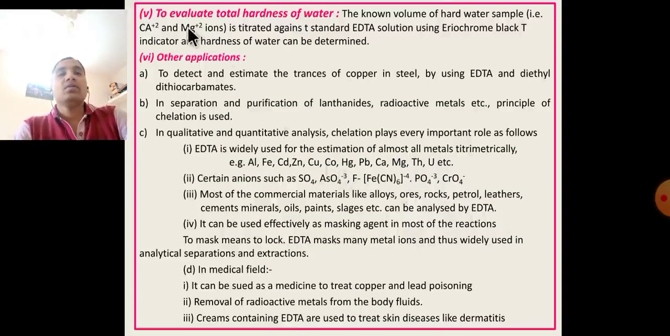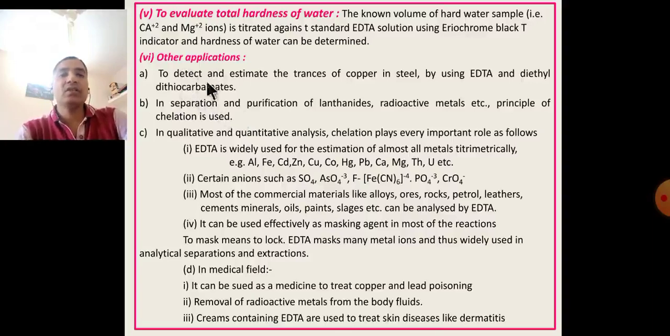Fifth, to evaluate total hardness of water. A known volume of hard water sample, that is containing Ca2+ and Mg2+ ions, is titrated against EDTA solution using Eriochrome Black T indicator, and the hardness of water can be determined by using the EDTA solution.